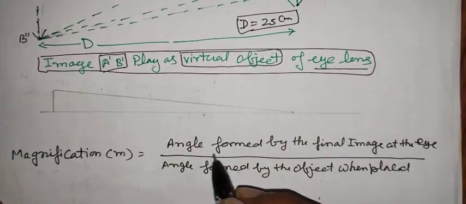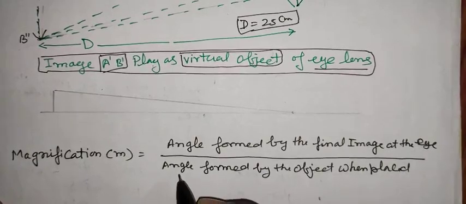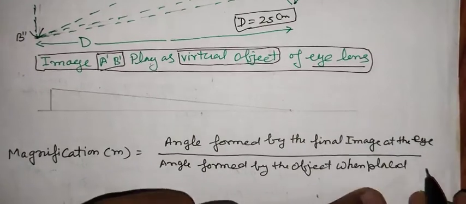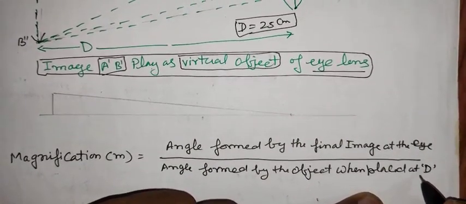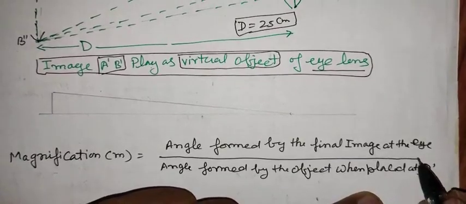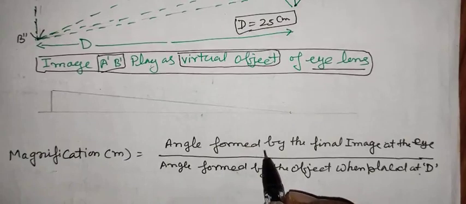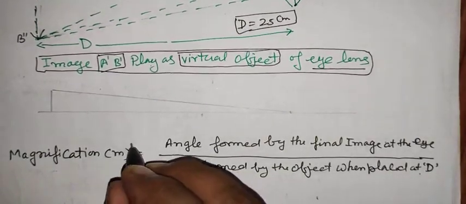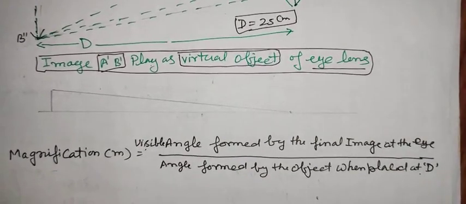The formula is the angle formed by the final image on the eye divided by the angle formed by the object when it is placed at capital D. Capital D is called the least distance of distinct vision. See the meaning of both. The angle formed by the final image at the eye is the visual angle.